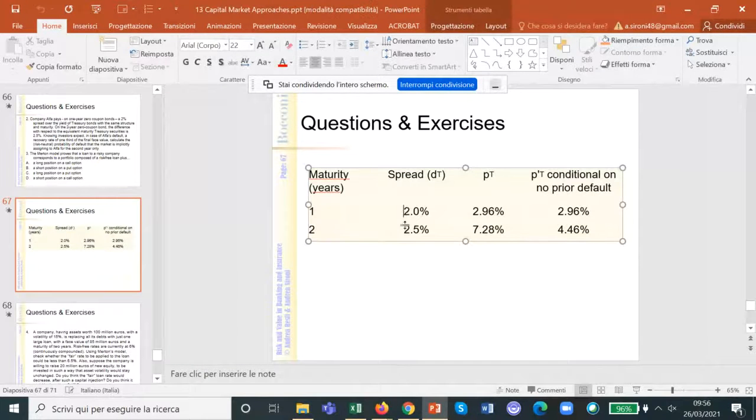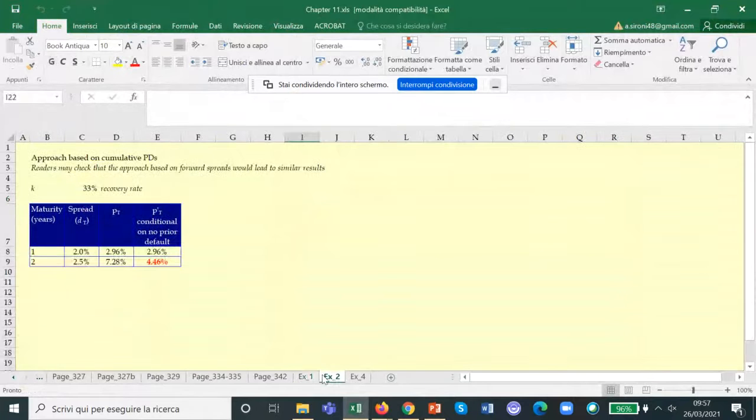Those are the spreads for the first year, for the second year. We can compute the implied probabilities of default using the equation for 1 year, for 2 years cumulative, and of course we can also compute the second year one. Now, of course, the first year, the marginal one, is the same. The second year is different, and it can be computed as it is shown here. Okay.